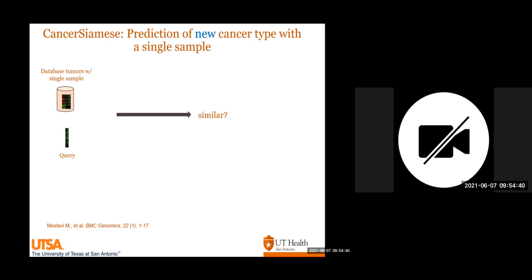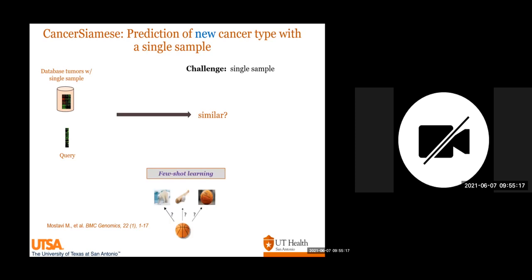Okay, so imagine now we have a collection of tumor samples, each characterized with its specificity here. So the question here is when you have a new sample, you ask what type of cancer this sample is. So we built such a model to be able to take this query and then compare it with the samples in the database, and then ask which cancer type in the database this query is similar to.